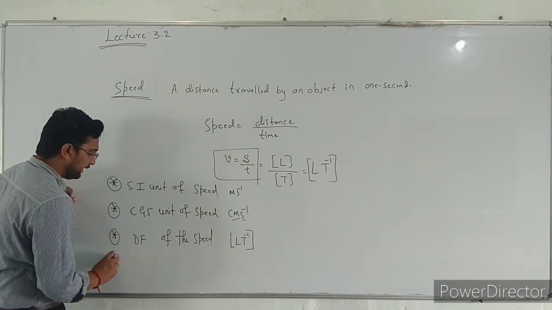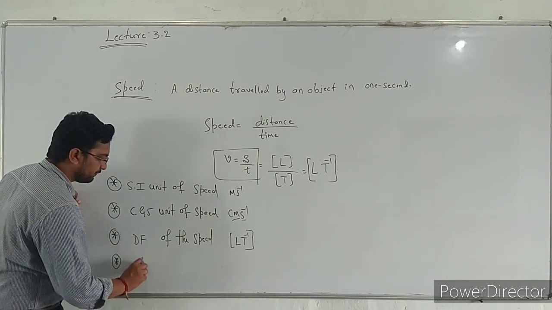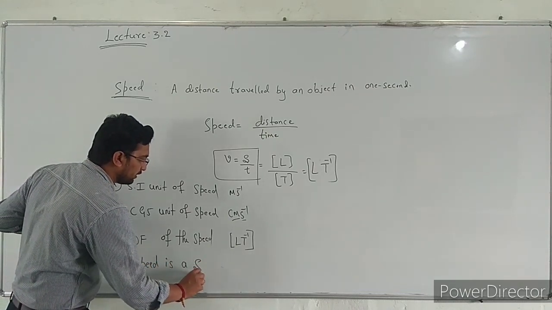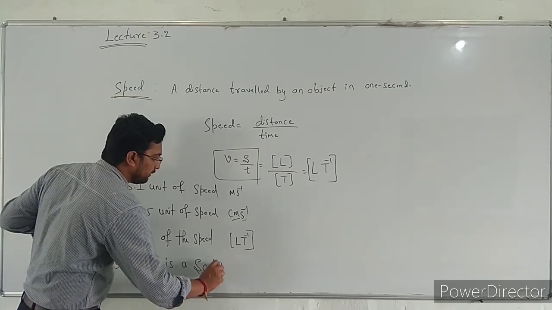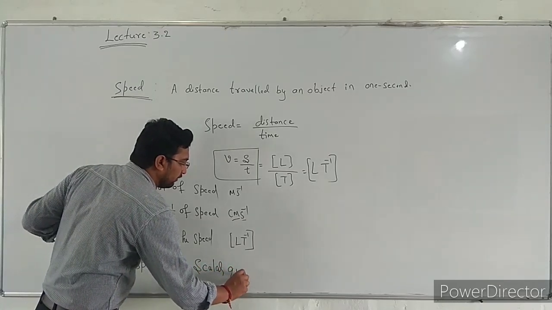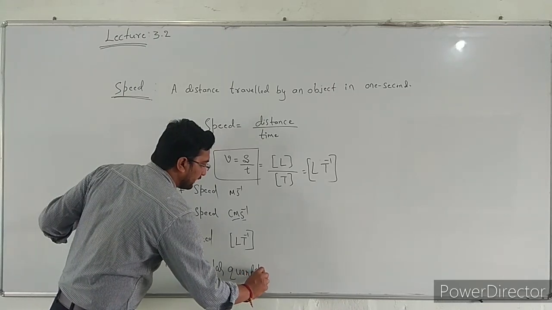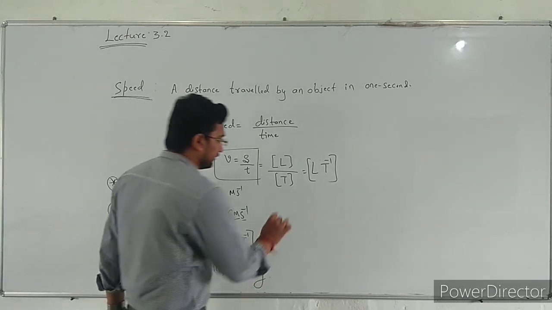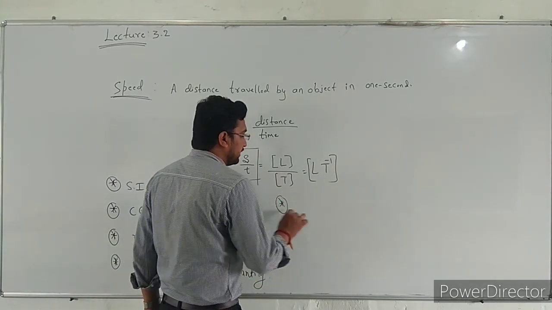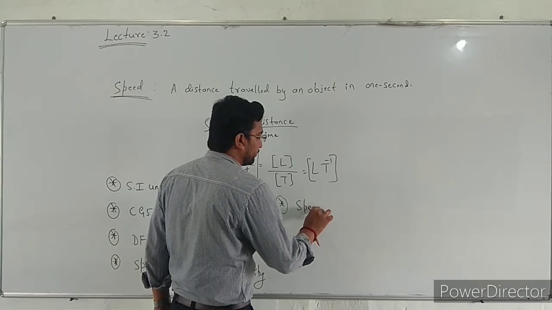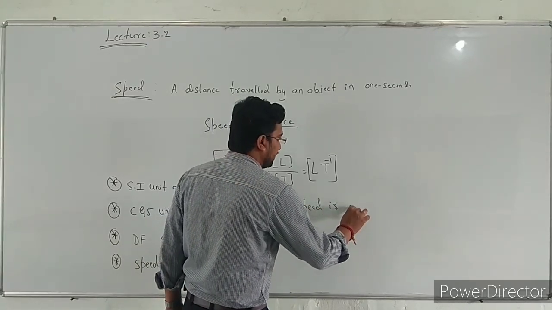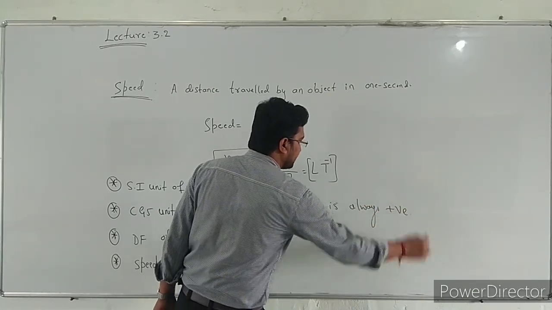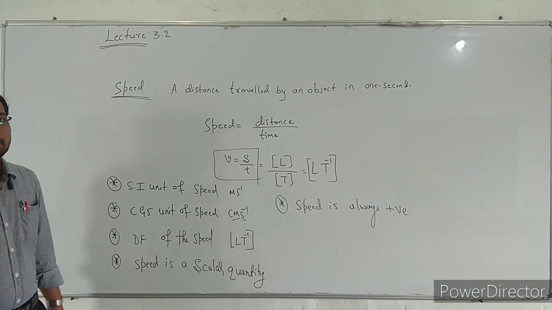Next, speed is a scalar quantity. We already know that a scalar quantity means a physical quantity having only magnitude. The next one, speed is always positive. So this is about speed.